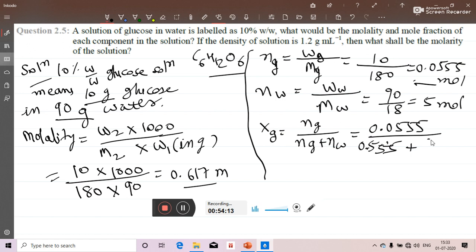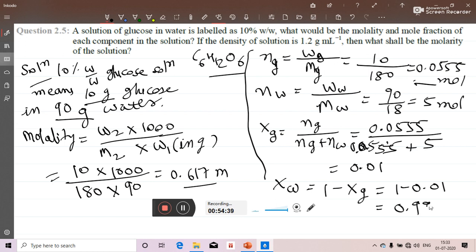So that will come out as 0.0555 plus 5 in the denominator. So that will come out as 0.01, and mole fraction of water will be 1 minus mole fraction of glucose. So that is equal to 1 minus 0.01. So that will come out as 0.99. So mole fraction of glucose is 0.01 and mole fraction of water is 0.99.